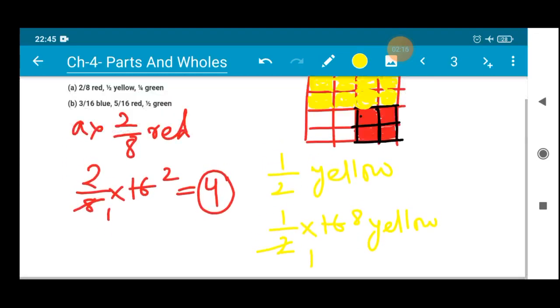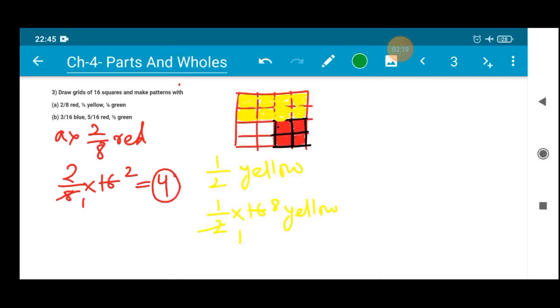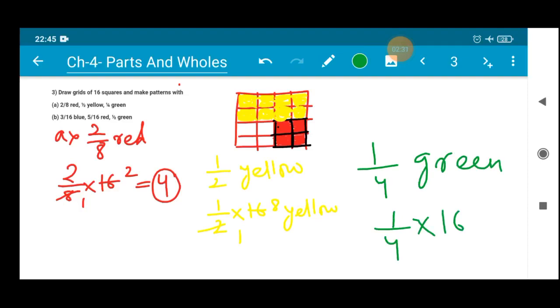Next we have green. This was 1 by 2 for yellow, and now we have to find 1 by 4 for green. So 1 by 4 into 16, out of 16, 1 by 4 means a quarter has to be colored with green. 4 ones are 4, 4 fours are 16. That means 4 boxes should be colored with green. So yes, 1, 2, 3 and 4. So easily you can see here that the remaining part is 4, and of course that part will be colored with green.